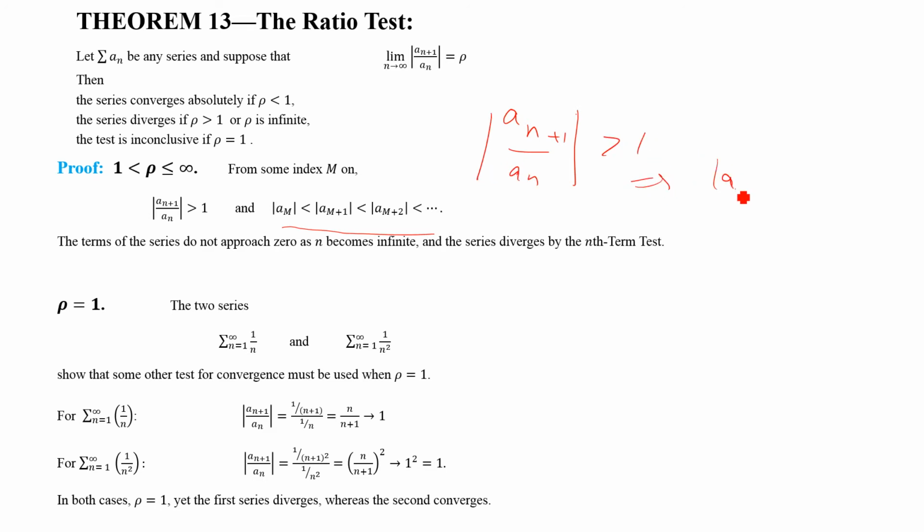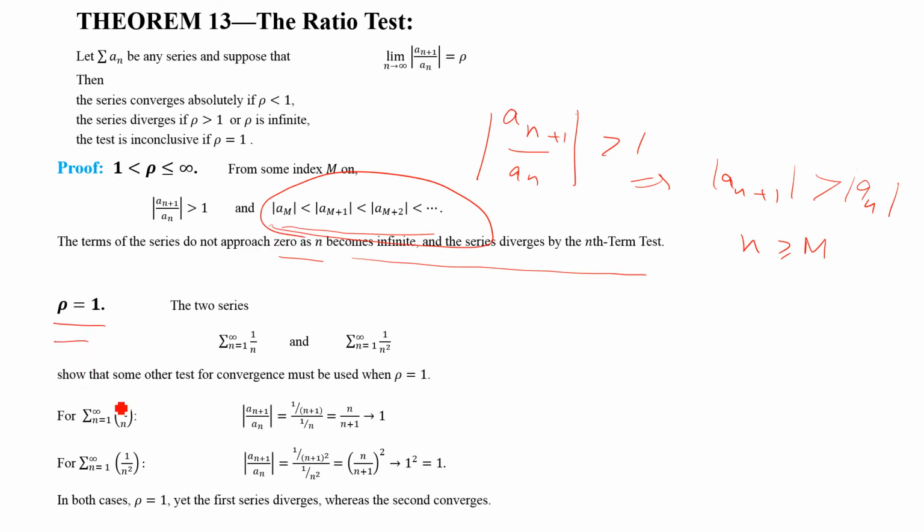this means a_{n+1} is greater than a_n for some n greater than or equal to m, right? So this leads us to this relation. Okay, so a_{m+1} is greater than a_m, a_{m+2} is greater than a_{m+1}, and so on. And the terms of the series do not approach 0, they are actually increasing indefinitely. So this concludes that this series is divergent. So if rho is greater than 1, that is if rho approaches infinity or rho is greater than 1, then the series is divergent.